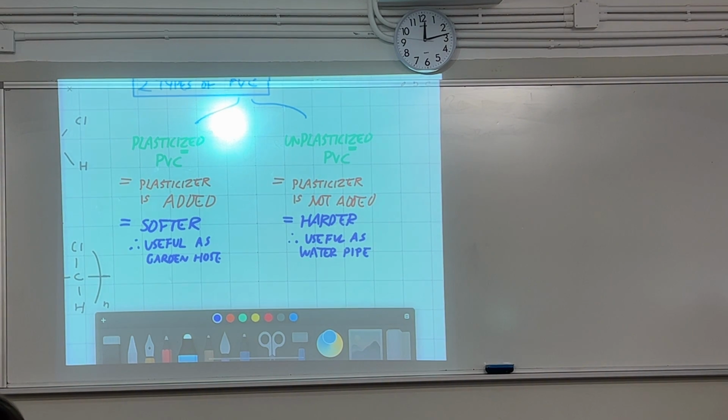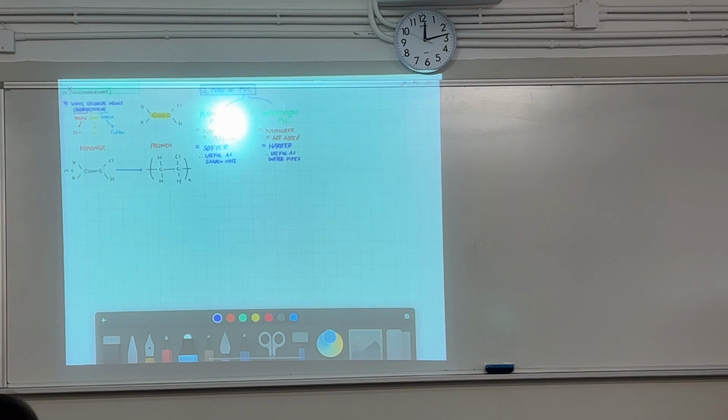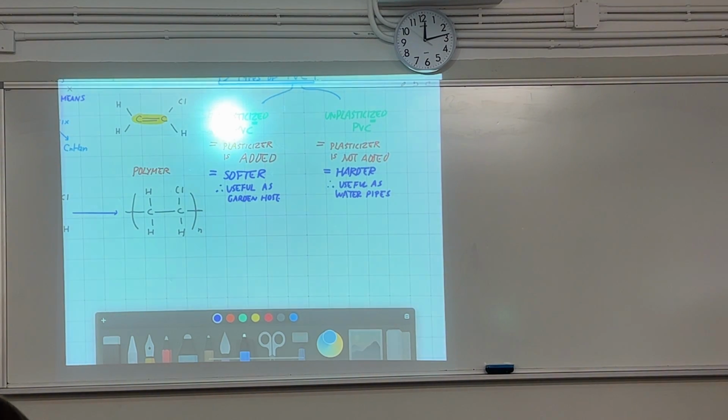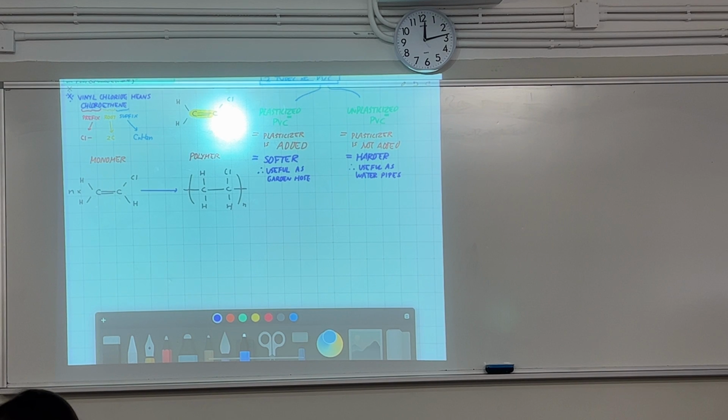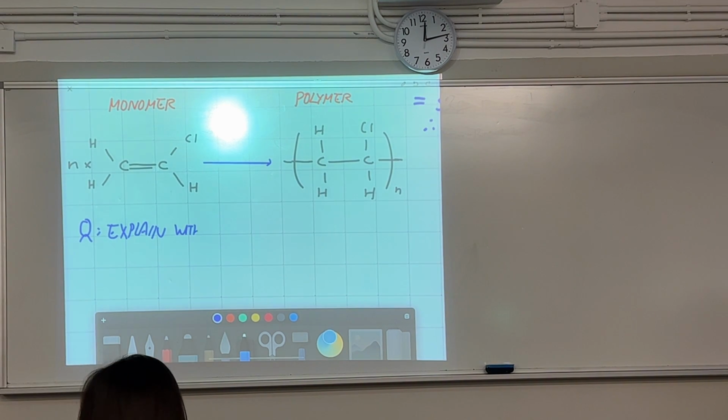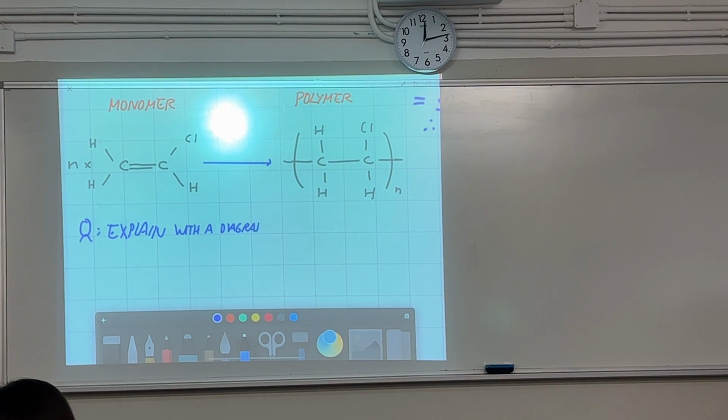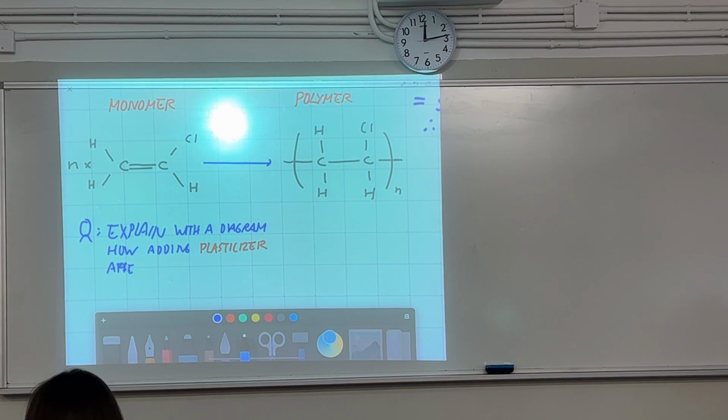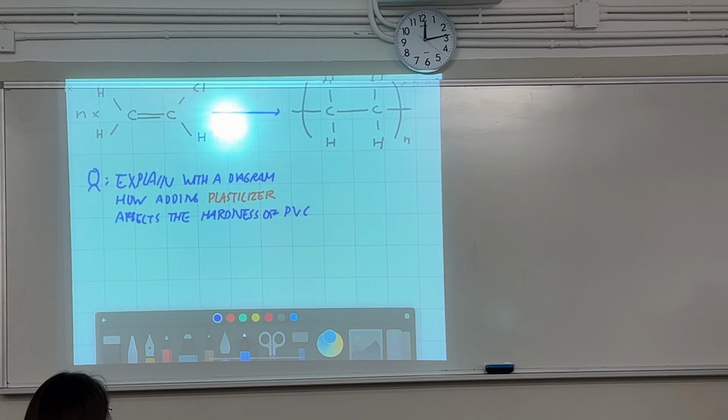So let's see what the plasticizers do to the structure of the polymer. So can you draw this below? So explain with a diagram how adding plasticizer affects the hardness or rigidity of PVC. So this is the answer.